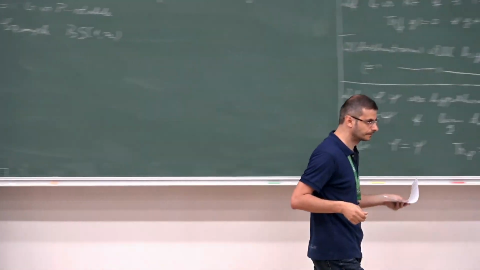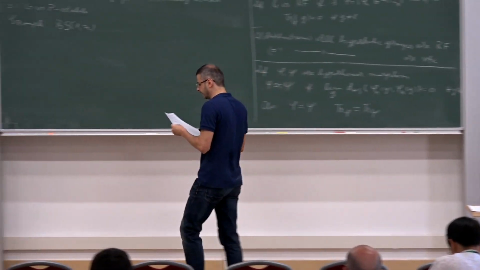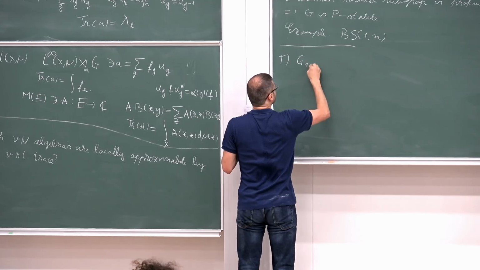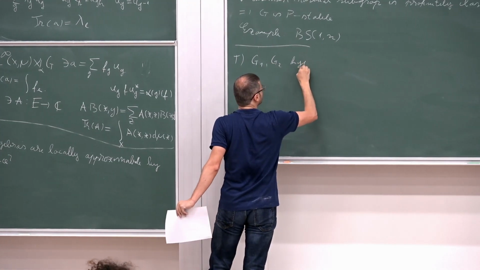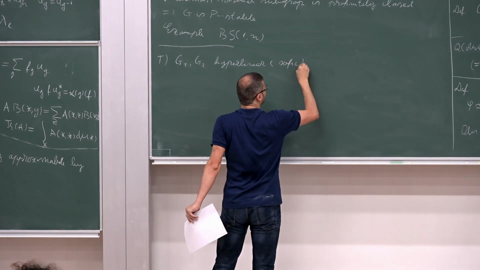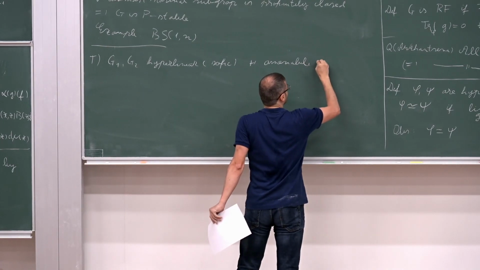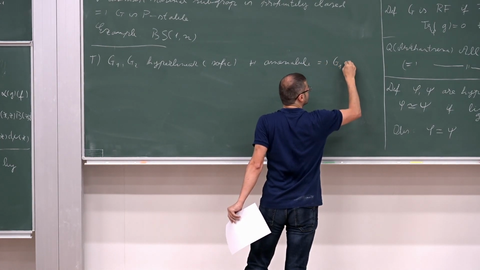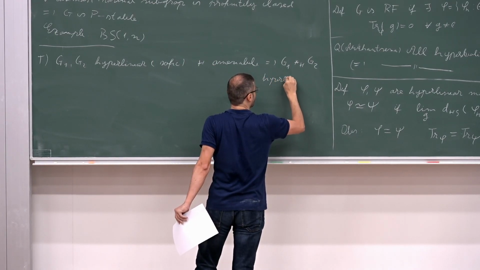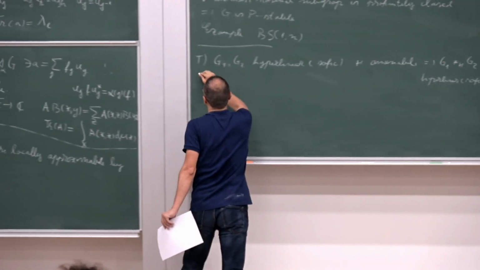So what about the amalgamated products that I promised? First of all, an older result. If G1, G2 are hyperlinear or sofic, and H is amenable, then we know that the amalgamated product is hyperlinear, sofic. So this is an older result, 2010-2011.